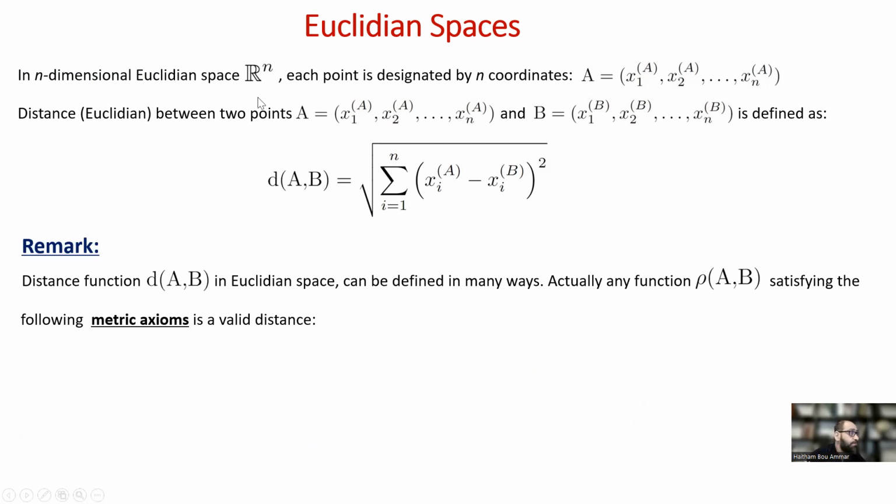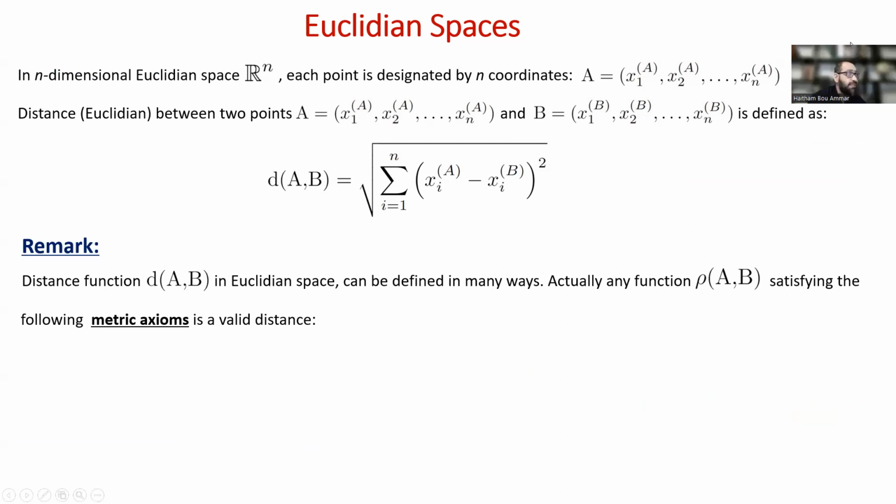Now, of course, this type of distance that I defined is not the only distance you can define in a Euclidean space. There are other distance functions that you can define in Euclidean space. But not any function can be a distance function. The distance function needs to have certain properties. So not any function is a distance function. However, a distance between A and B in Euclidean space, we can define in many ways.